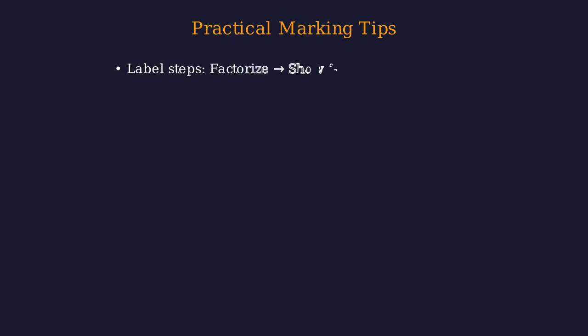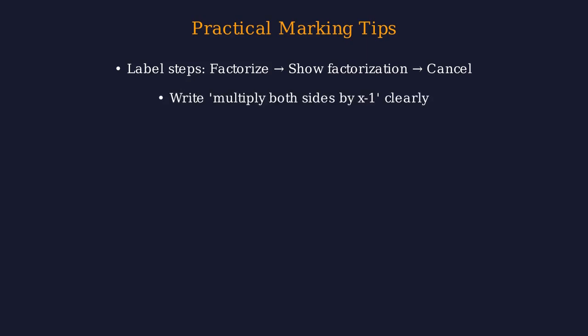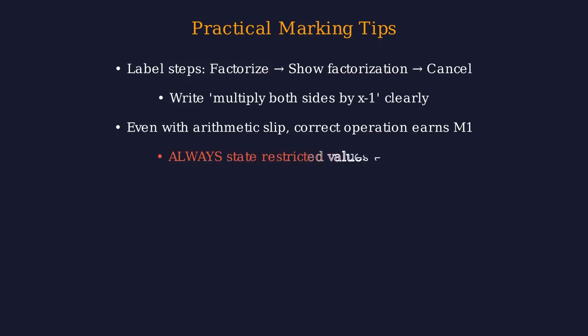Label steps roughly. For example, write factorize, then show the factorization, then write cancel common factor, then show cancellation. If you multiply both sides by a denominator, write that line clearly, like multiply both sides by x minus 1. Even if you make an arithmetic slip afterwards, showing the correct operation often earns the M1. And always state restricted values explicitly. Some examiners give an A0 if you give a correct algebraic answer, but forget to note x not equal something.